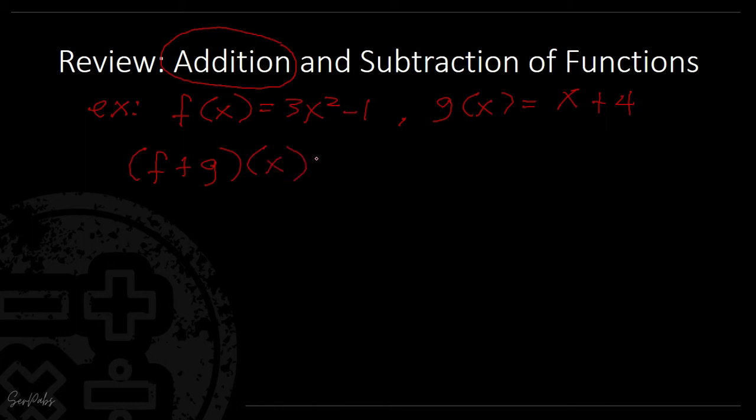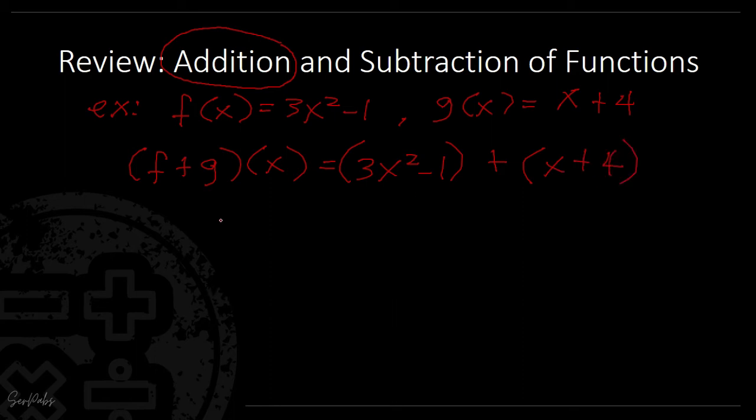So, unang gagawin, add the equivalent functions. So, kunin natin ang function of x or f of x. We have 3x squared minus 1 plus, kunin ang equivalent function ni g of x. So, we have x plus 4.